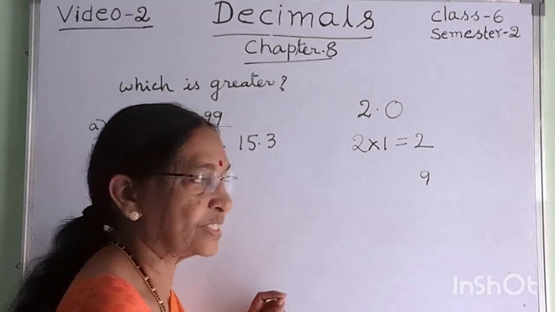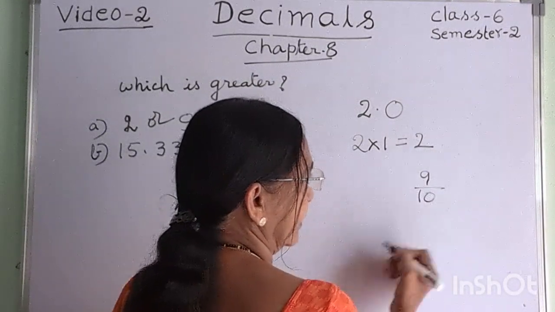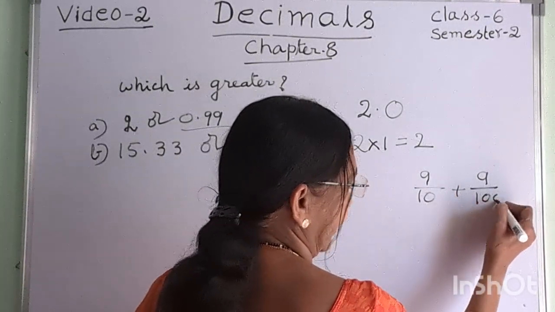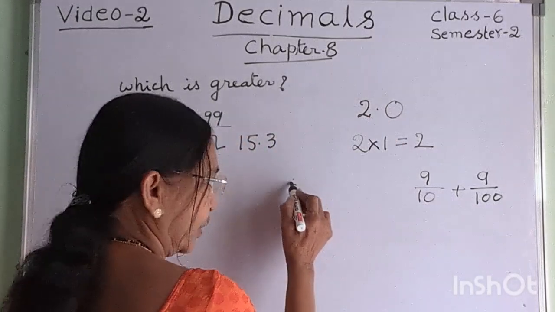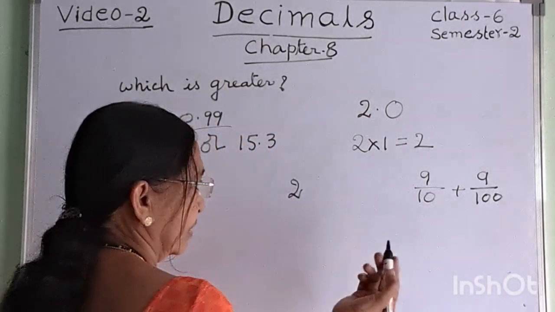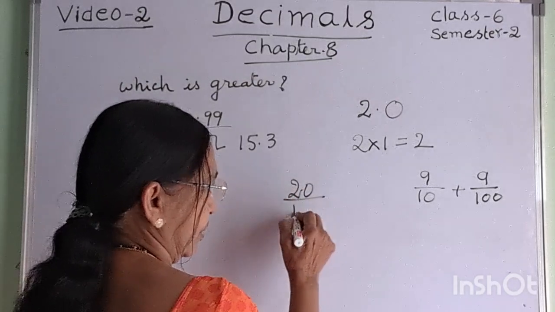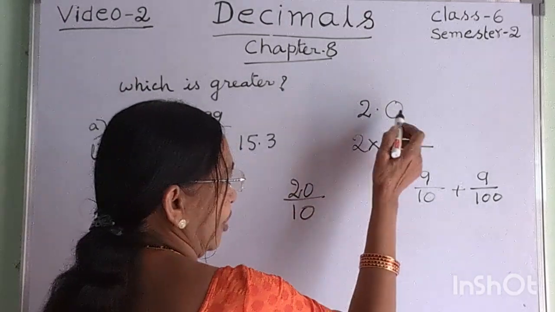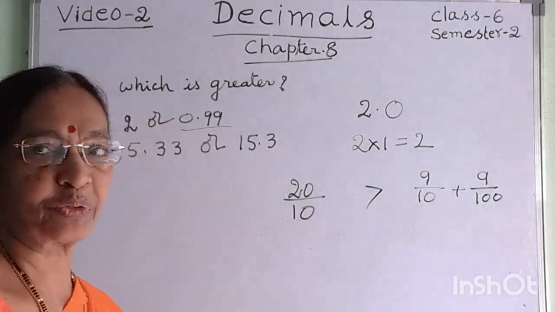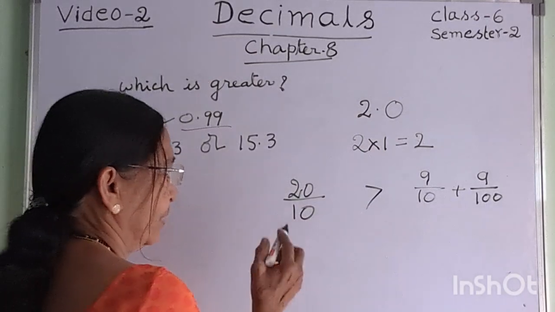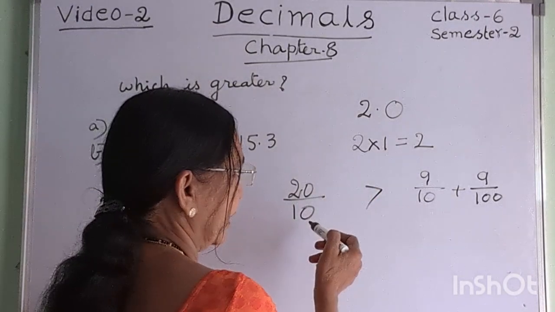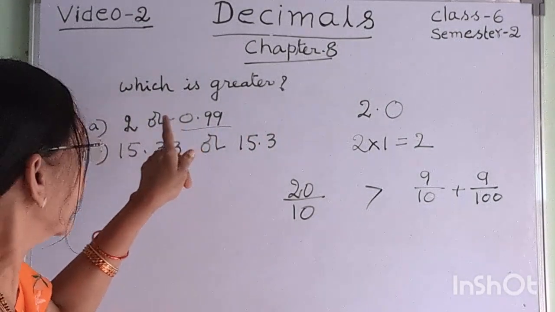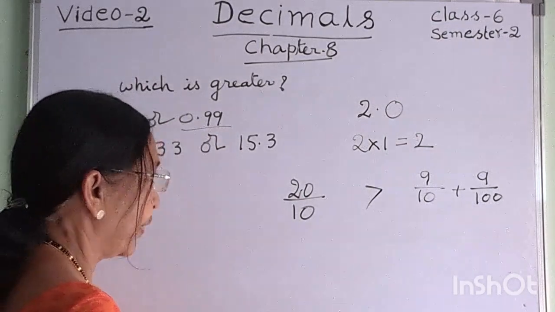Or we can write its value. 9 is in the tenths place, therefore its value is 9 by 10, and the other 9 is in the hundredths place, therefore its value is 9 by 100. But here it is 2. If we want to write it as by 10, it is 20 by 10. So it is obviously greater than 9 by 10 plus 9 by 100, because 2 is 20 by 10, or 2 is a whole number. There is no whole number at all here, therefore 2 is greater than 0.99.